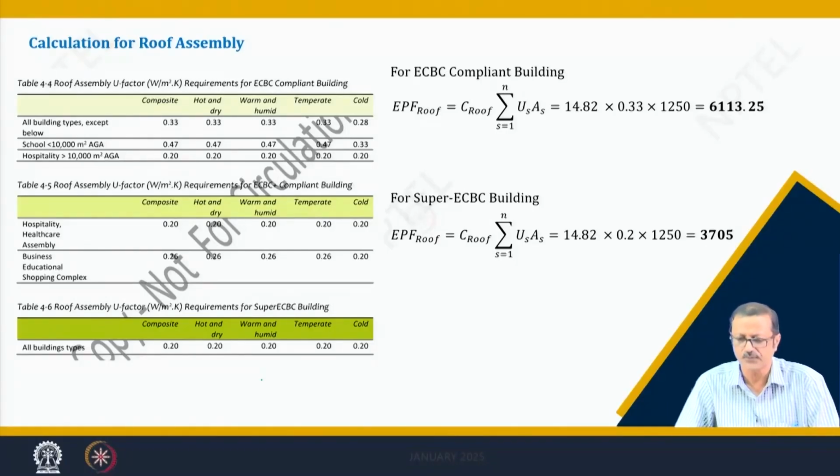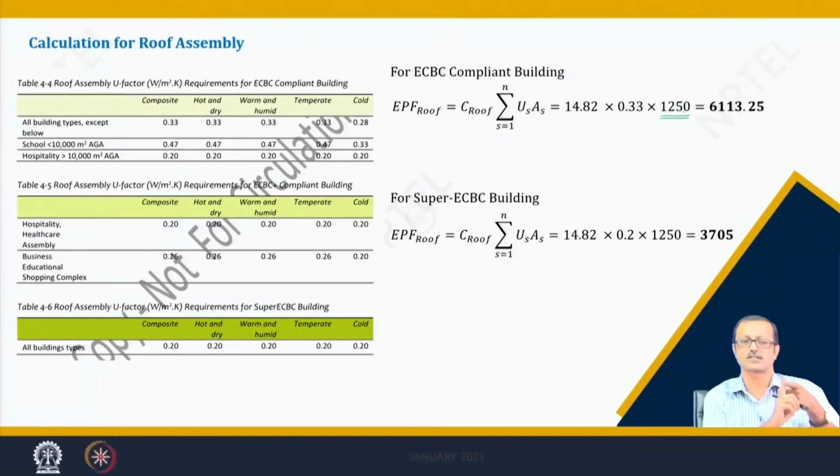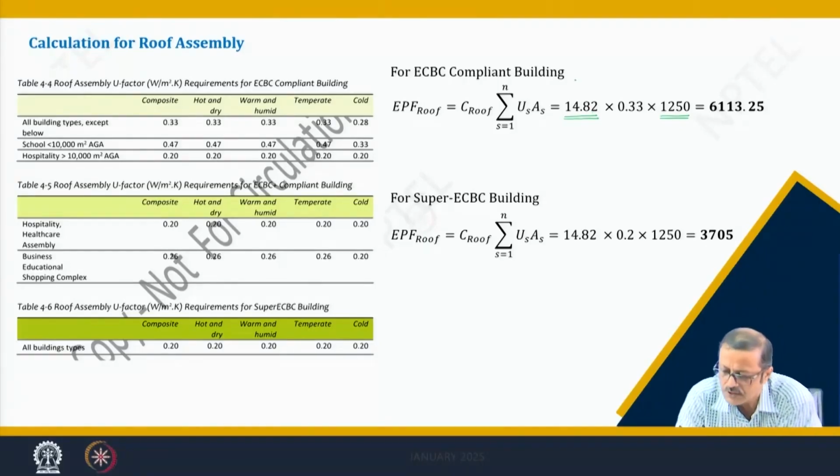So, in case of the roof, if you remember, my roof area was 1250, no change I told you. From the area point of view, there should not be any change in design development. There should not be any change in the C factor either; you can go through the last lecture video. The C factor for the roof was 14.82 based on the hot and dry climate and 12 hours building. So, no change.